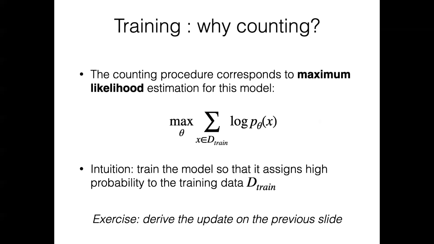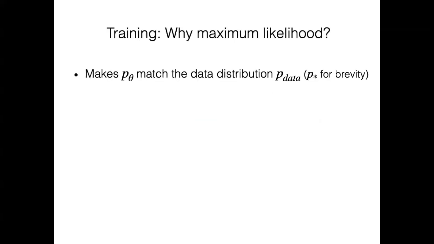Now, I'm not going to go through the proof of why the counting procedure is maximum likelihood, but maybe you can look it up or go through it for fun. We have other stuff to get to. And then the question is, why do we want to do maximum likelihood, other than the intuitive idea? Basically, it's solving the problem that I mentioned earlier. It's actually making this model match the underlying data distribution.